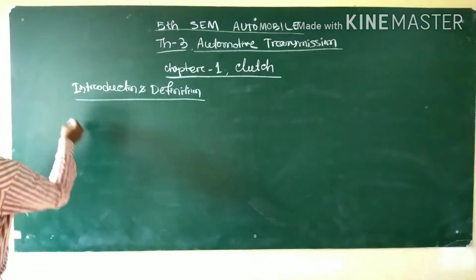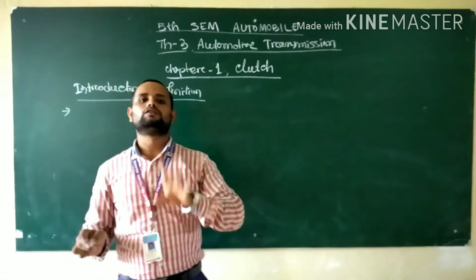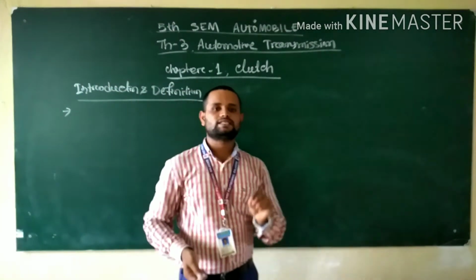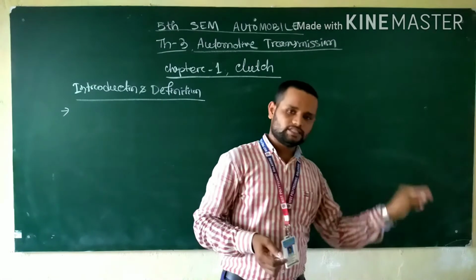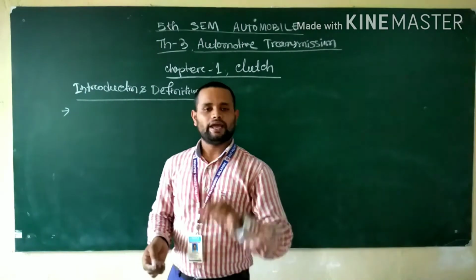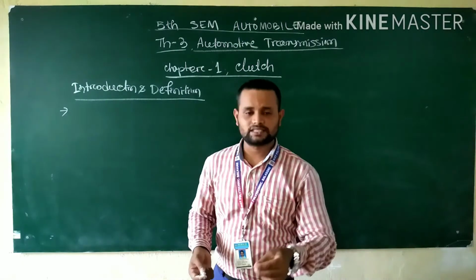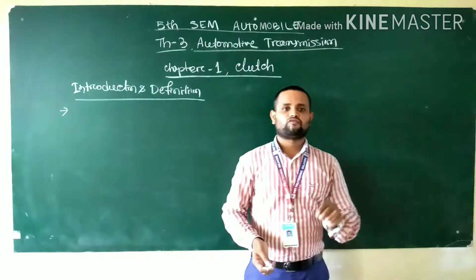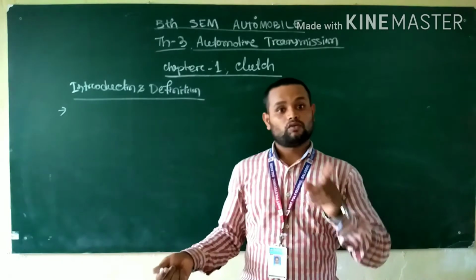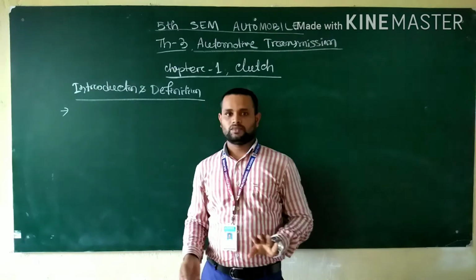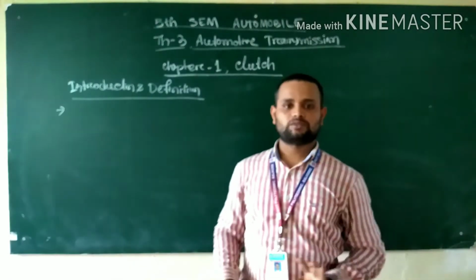Next point. A clutch is located in between the engine and the gearbox. When the clutch is engaged, the power flows from the engine to the driving wheel and the vehicle moves. When the clutch is disengaged, the power cannot move from the engine to the driving wheel, for which the vehicle cannot move while the engine is still running.